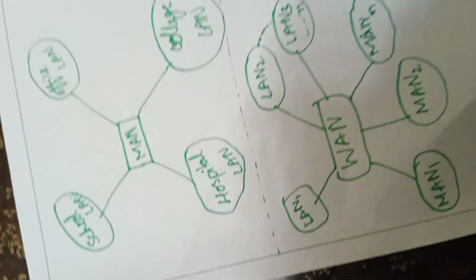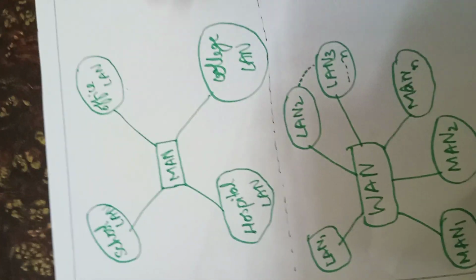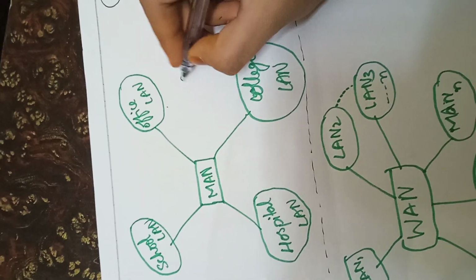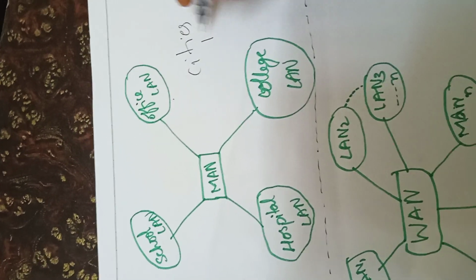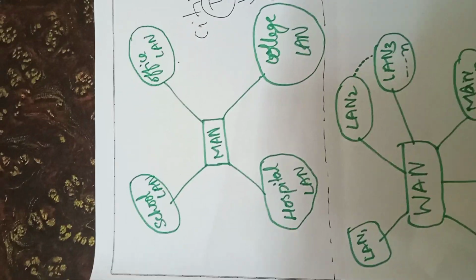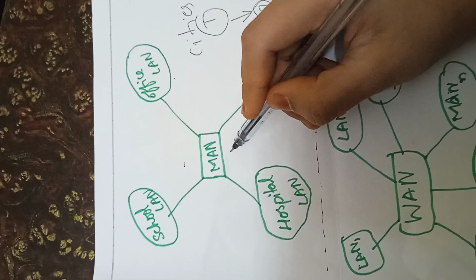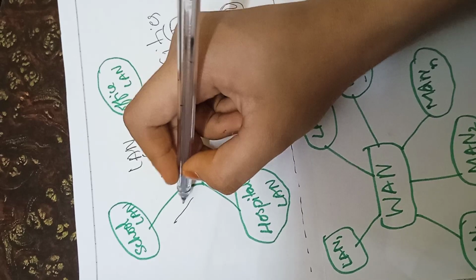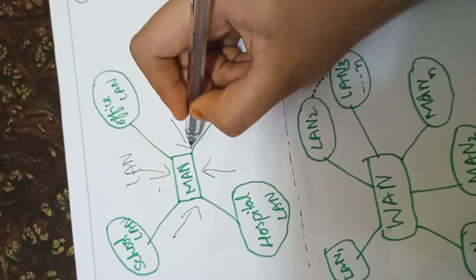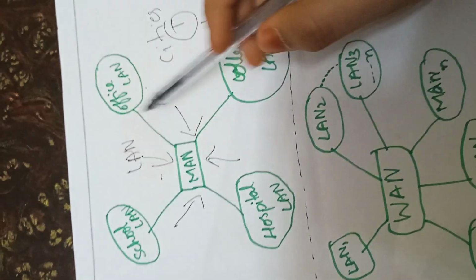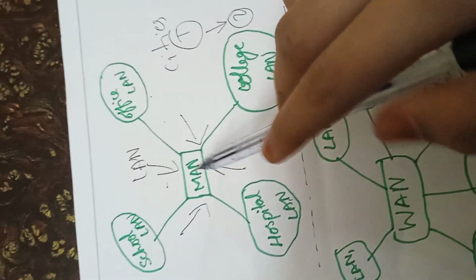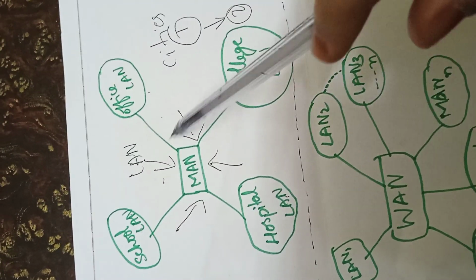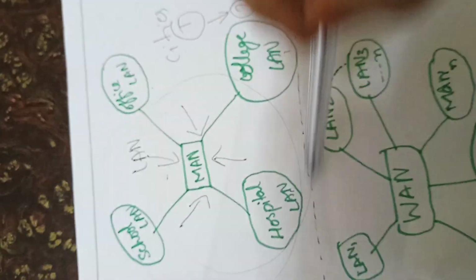Okay, let's talk about MAN and WAN. What does MAN mean? MAN means metropolitan area network, from city to city, city 1 to city 2, right? Here, a MAN is a combination of LANs. By looking at this diagram, you can make out that LAN is mostly used here: school LAN, office LAN, hospital LAN, and college LAN. Within offices, buildings, school campuses and hospitals, you can find this kind of network.